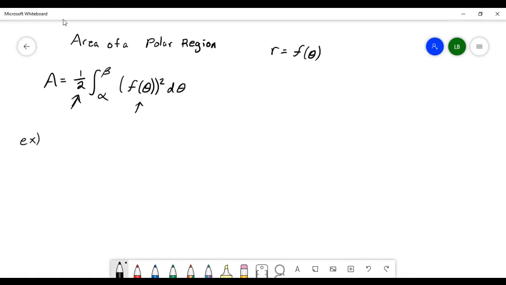So let's go ahead and do an example. Find the area of one petal of r equals 2 cosine of 2 theta.